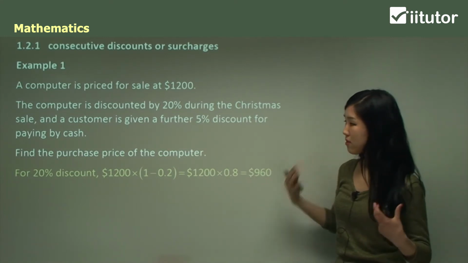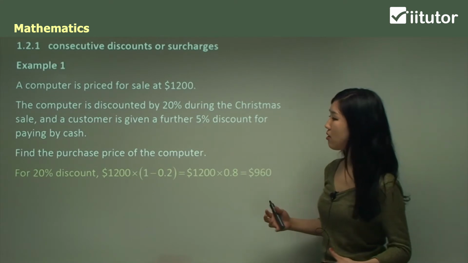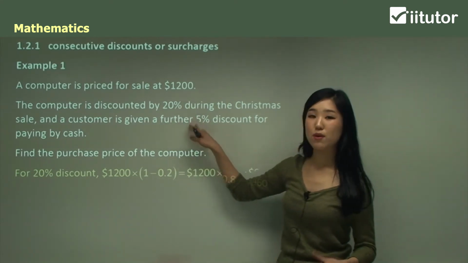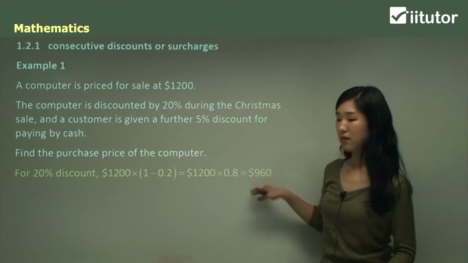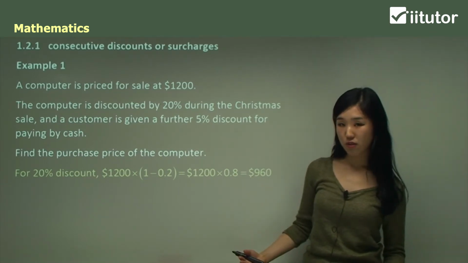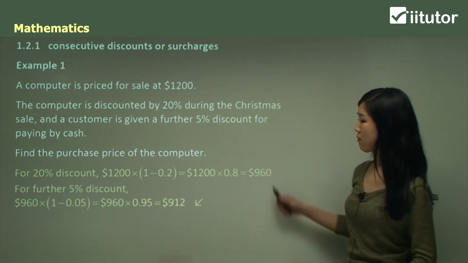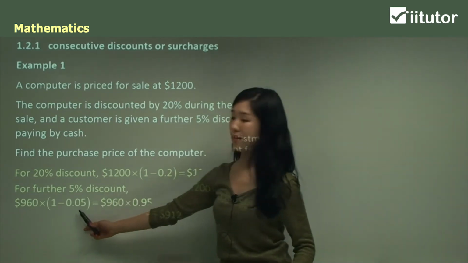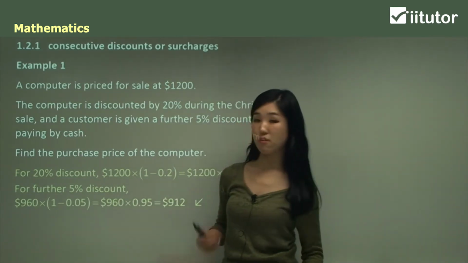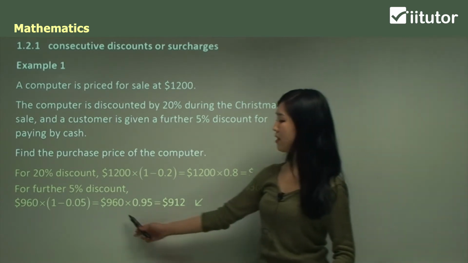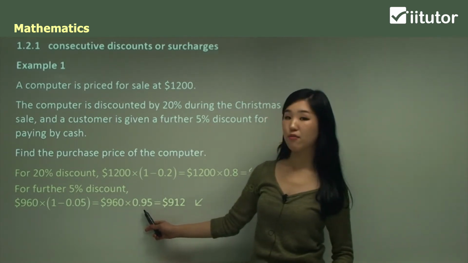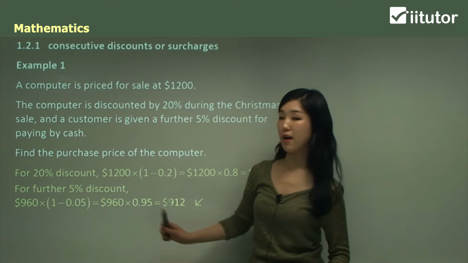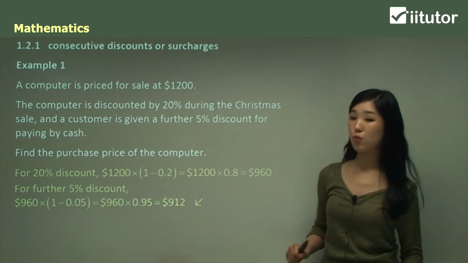So this is the important thing, guys. What I want you to do is not calculate 25% off. Do the 20% first, and then from that you do the 5% discount. So from this one we calculate the 5% discount, so I'm doing 1 minus the 5%, or 0.05 as a decimal. So it's basically 960 times 95%, or 0.95, and then you get 912.